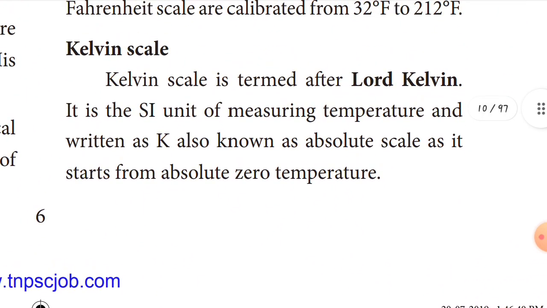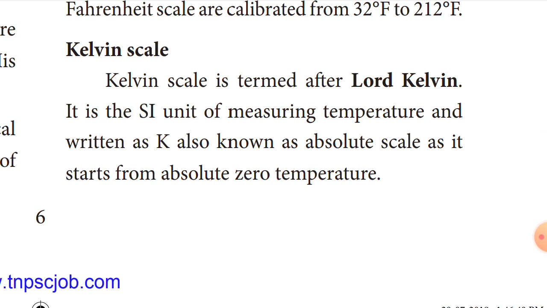And see the Kelvin scale, children. Already you know, what is the SI unit of temperature? Kelvin. The Kelvin scale is named after Lord Kelvin, a scientist, children. It is the SI unit of measuring temperature and is written as capital K. It is also called the absolute scale, absolute temperature, starting from absolute zero temperature. Sometimes this is asked as a 1 mark question. Starting from absolute zero means starting from zero onwards. This is clear to you, children?